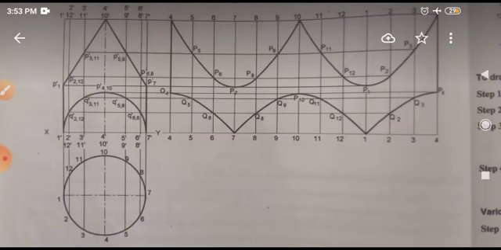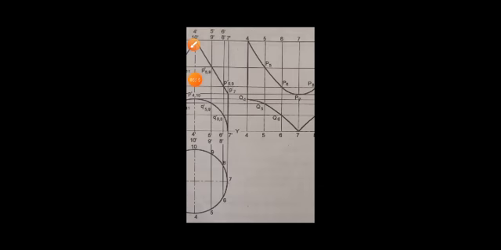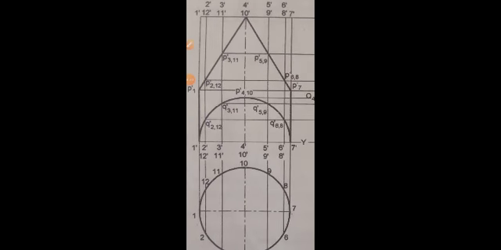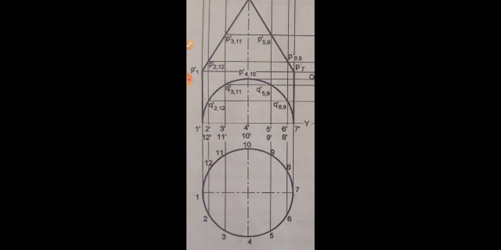So see here what you have to do. First, you have to draw its top view. A cylinder, if seen from the top, will be a circle.